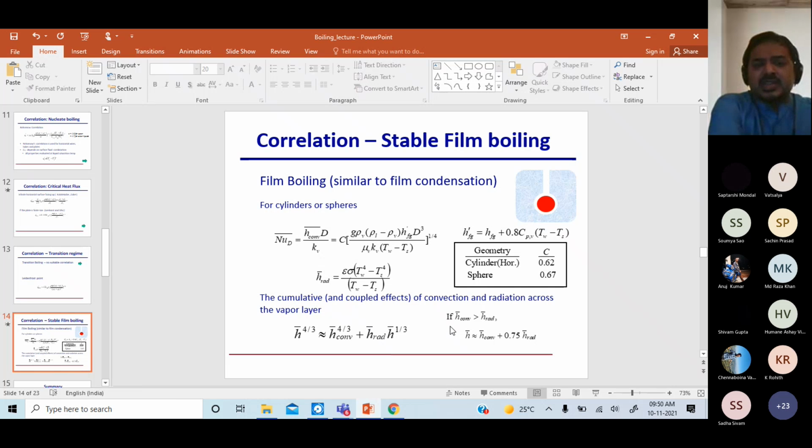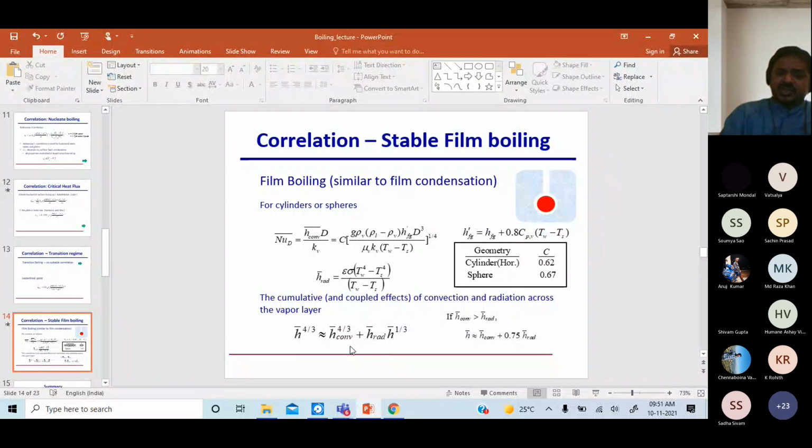So for cylinders or spheres, it is given by a very similar correlation, except that the coefficients, which were like 0.72 and 0.69 or so in condensation, are slightly different. Otherwise, it's exactly the same. However, as you also heard, radiation effects become important in film boiling.